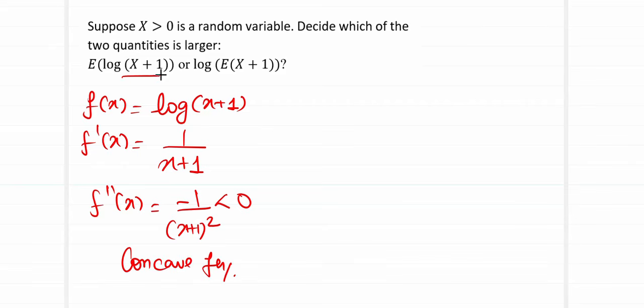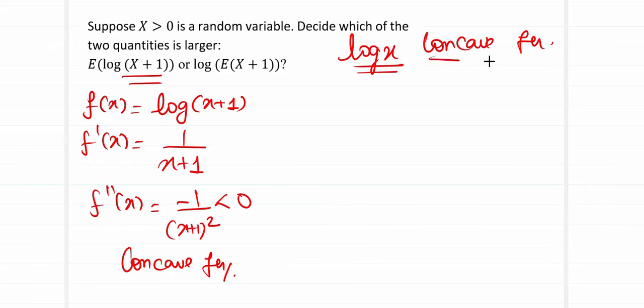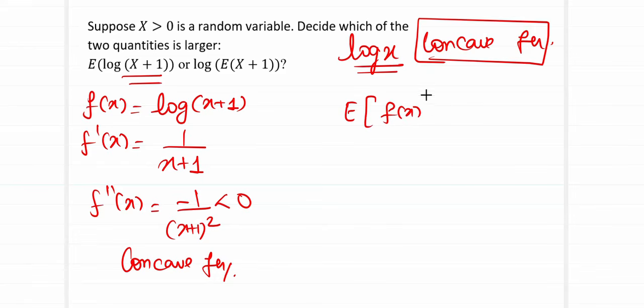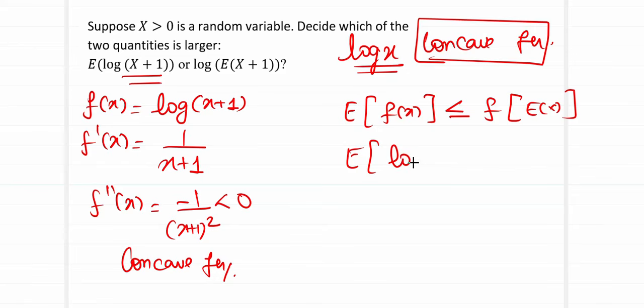We always know that log X is going to be a concave function. So our usual Jensen's inequality will not work, but it will get flipped. So expected value of f of X will be greater than or equal to, for my Jensen's inequality. But what will happen in this case? This will become less than or equal to f of E of X. So my expected value of log of X plus 1 will be less than or equal to log of E of X plus 1.